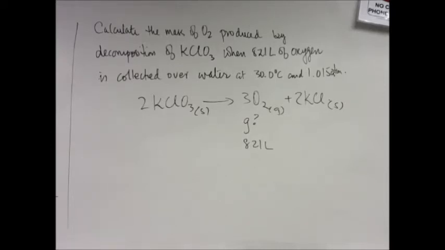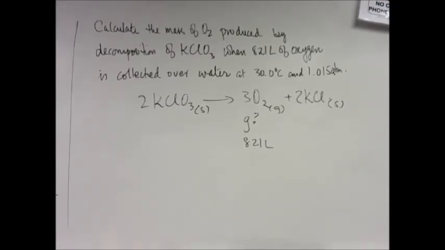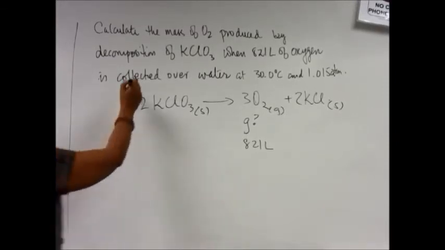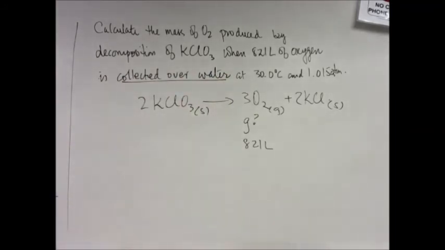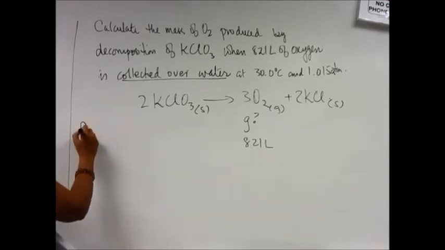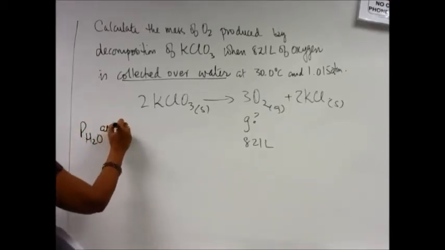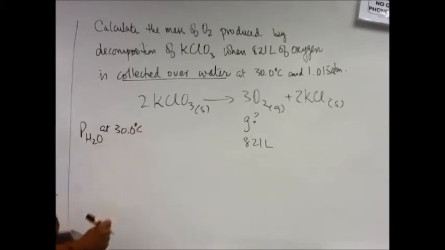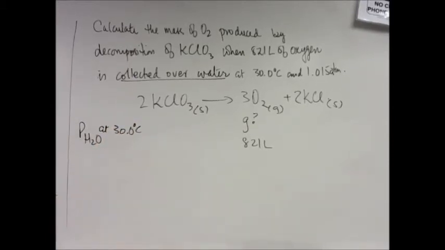So read the problem carefully and don't make it complicated for yourself. There is no stoichiometry involved here, which means there are no mole ratios involved. This is just converting liters into grams. But we do have gas over water, so this is collected over water, and we need to do that little calculation there. So we'll have to find the pressure of water at 30.0 degrees Celsius.